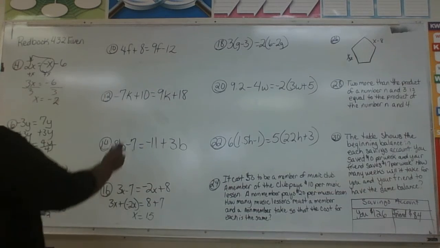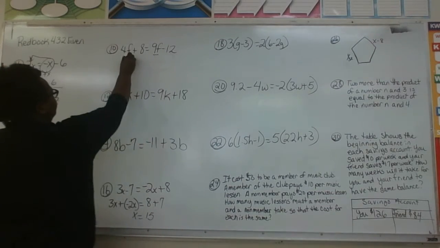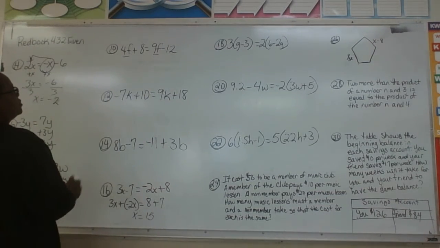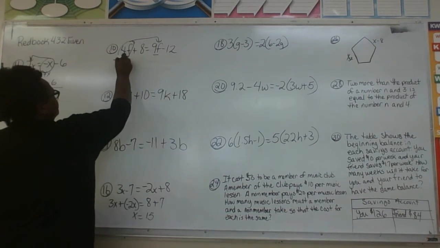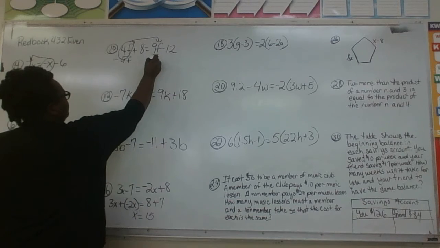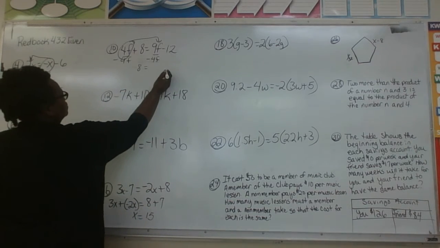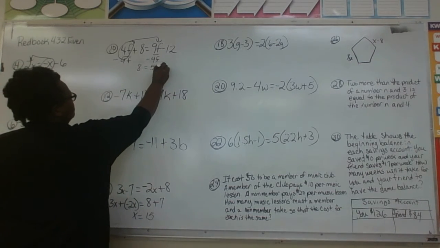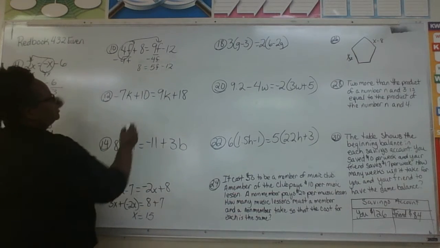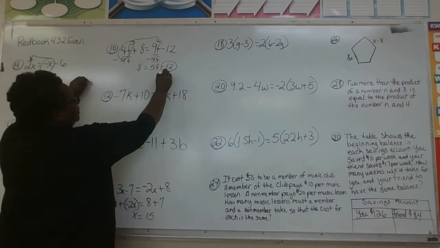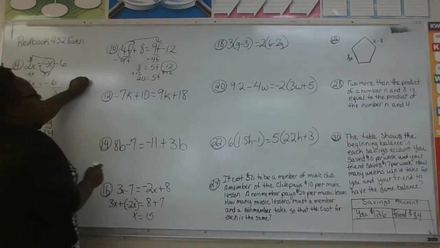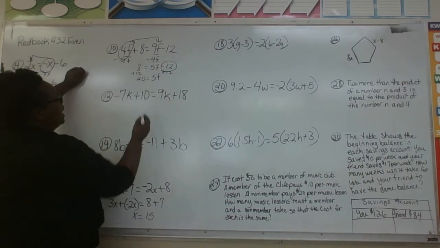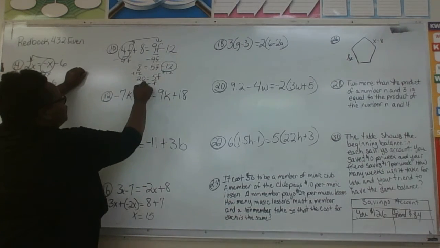We have an f here and an f here. What we're going to do is we're going to move the 4f to this side, minus 4f, minus 4f. Now we have 8 is equal to, in this case, 5f minus 12. Now we're going to move the 12, plus 12, plus 12, and now we have 20 is equal to 5f. Then we're going to divide both sides by 5, and f will be equal to 4.